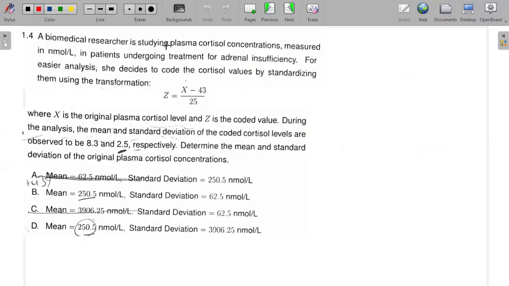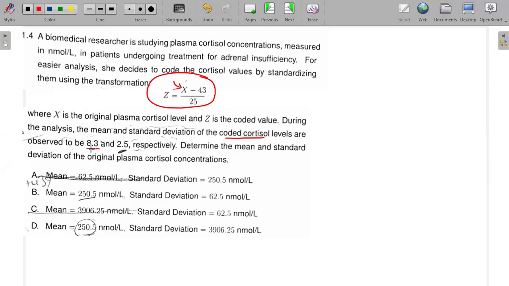They're saying a biomedical researcher is studying plasma cortisol concentrations measured in nanomoles per liter in patients undergoing treatment for adrenal insufficiency. For easy analysis, she decides to code the cortisol values by standardizing them using this transformation here, where X is the original plasma cortisol level and Z is the coded value. During the analysis, the mean and the standard deviation of the coded cortisol levels are observed to be 8.3 and 2.5 respectively. Determine the mean and the standard deviation of the original plasma cortisol concentrations.